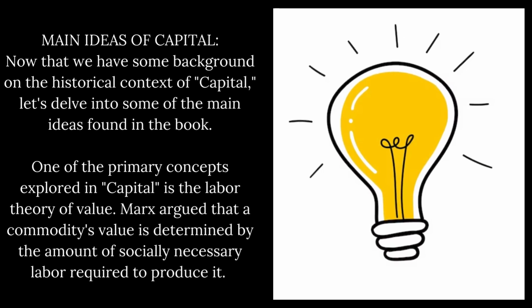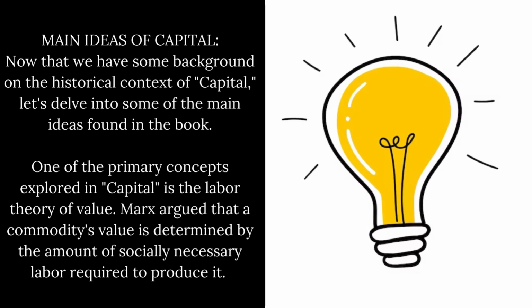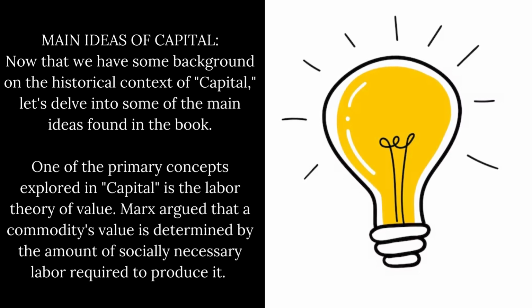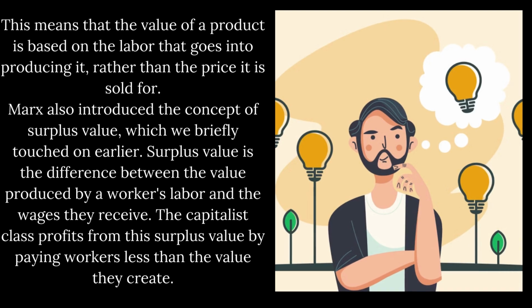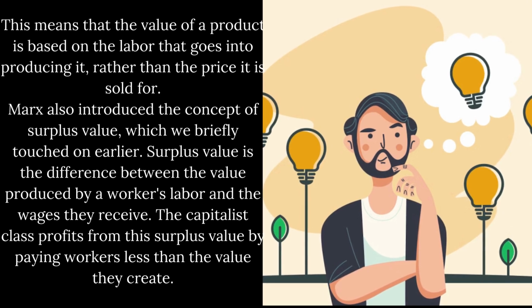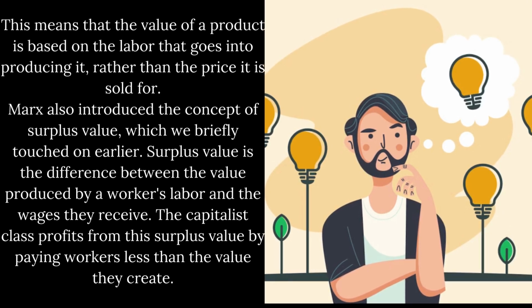Main ideas of Capital. Now that we have some background on the historical context of Capital, let's delve into some of the main ideas found in the book. One of the primary concepts explored in Capital is the labor theory of value. Marx argued that a commodity's value is determined by the amount of socially necessary labor required to produce it. This means that the value of a product is based on the labor that goes into producing it, rather than the price it is sold for.